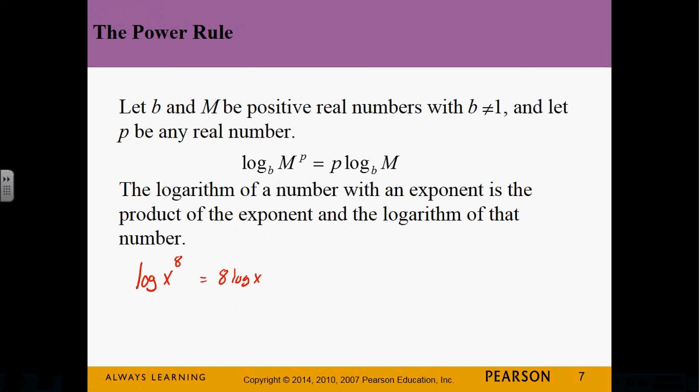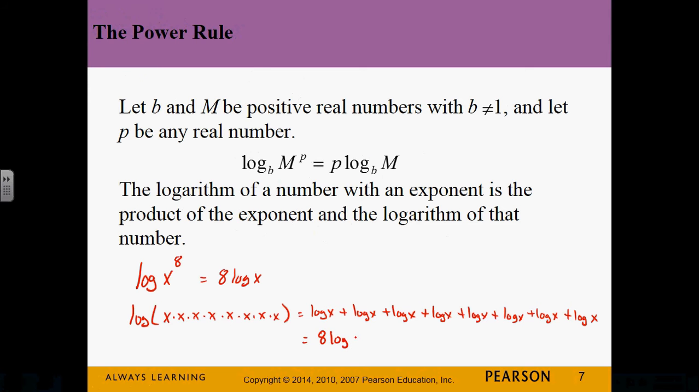Now, why is this true? What does x to the 8th mean? It means x times x times x times x times x times x times x times x, right? That's products, right? So can I rewrite that as addition? One, two, three, four, five, six, seven, 8 of them. So I have 8 logs. What is that equal to? 8 logs, right? So that's why the power rule works, because it's just a straight example of the product rule. So now we know we can just bring an exponent out front. All right? That being said, let's go back to the quotient rule.